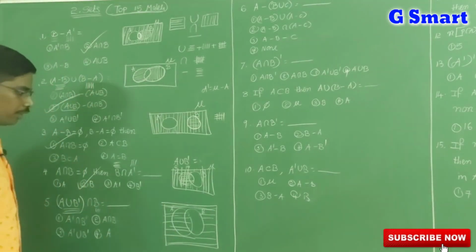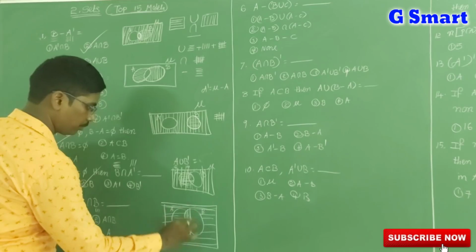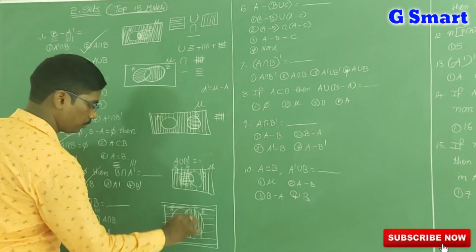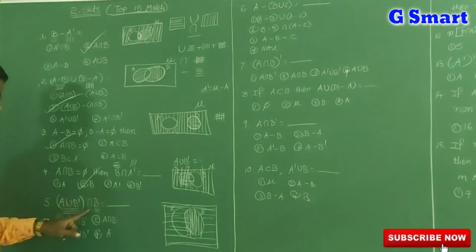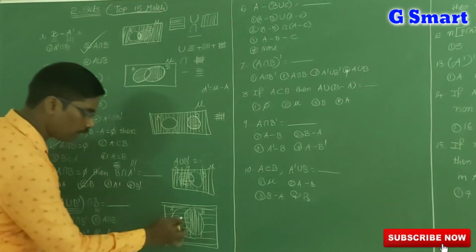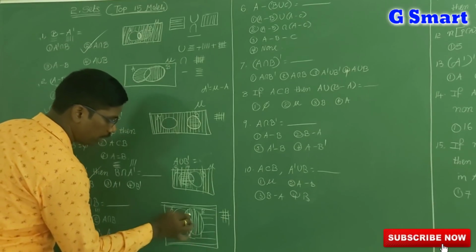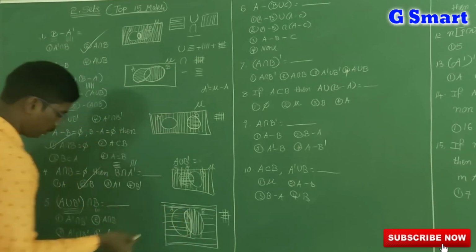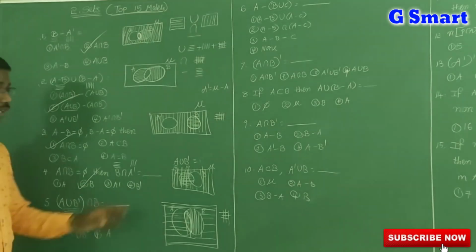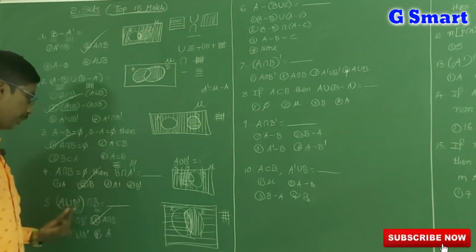Okay, now for B, vertical lines. Only B. Now what they are asking is intersection. So intersection means what? The combination of horizontal lines and vertical lines. So where is it? It is A intersection B. So A intersection B is the second option. Like this, they have given a combination of two problems, which is very important.